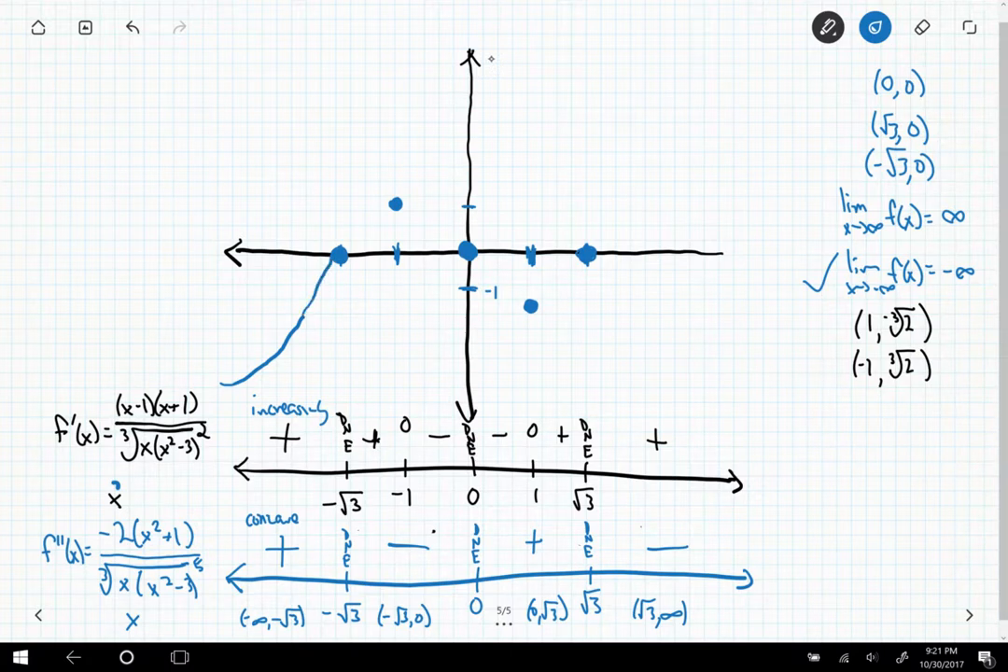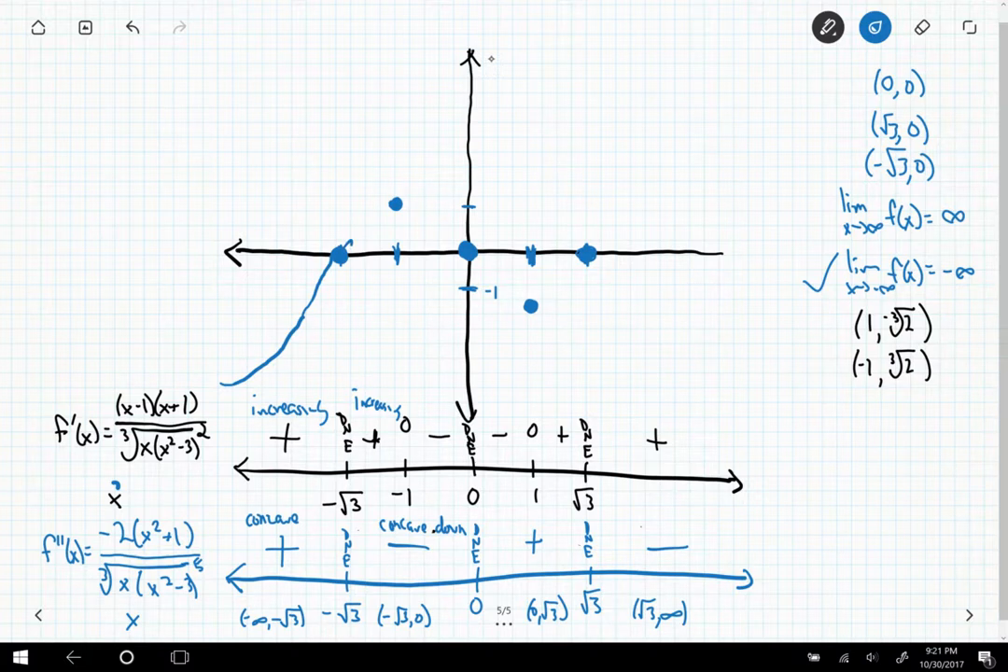Okay, what happens now? We're still increasing, but we're concave down like a frown until we hit that negative 1 point. So concave down, and we're increasing on this interval up until this point. So we just made the switch.